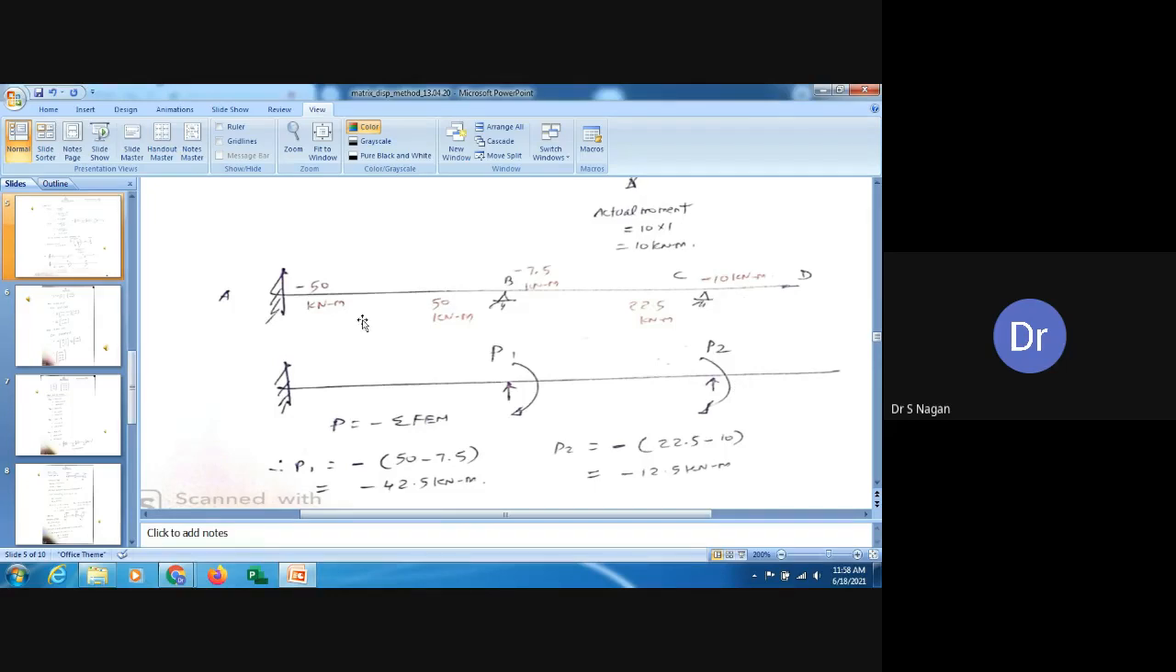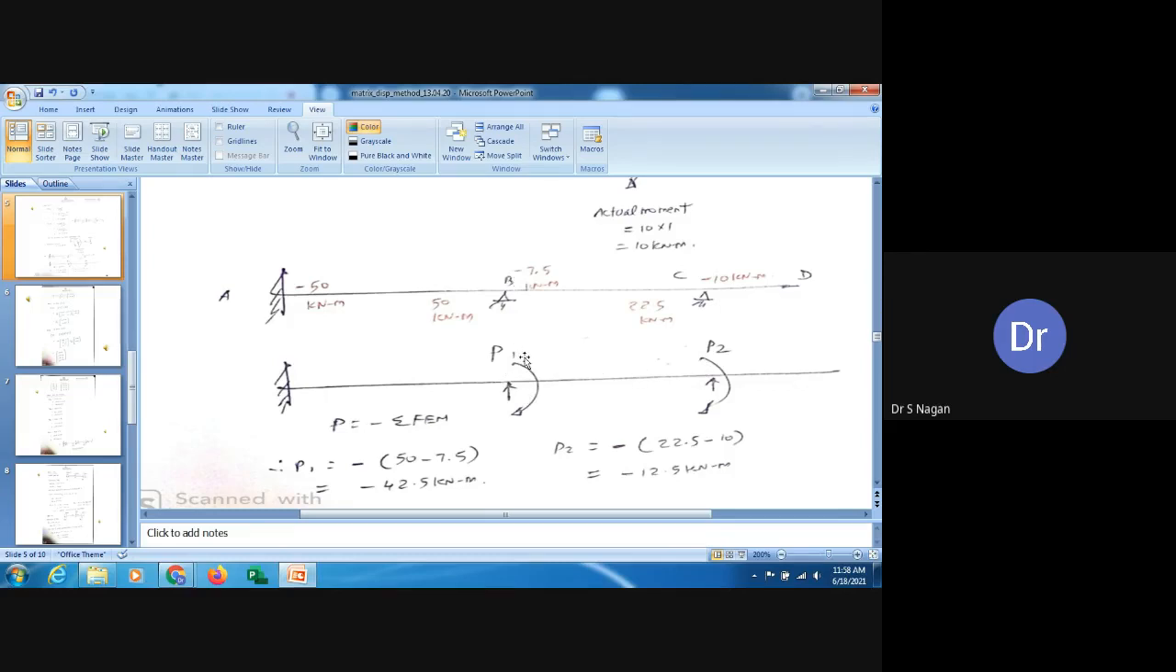See here, this is fixed end moment: minus 50, plus 50, minus 7.5, plus 22.5. This minus 10, we need to take into account here. So this takes care of the overhanging portion. Therefore, as I said, we need to draw the P diagram, P1, P2 here.